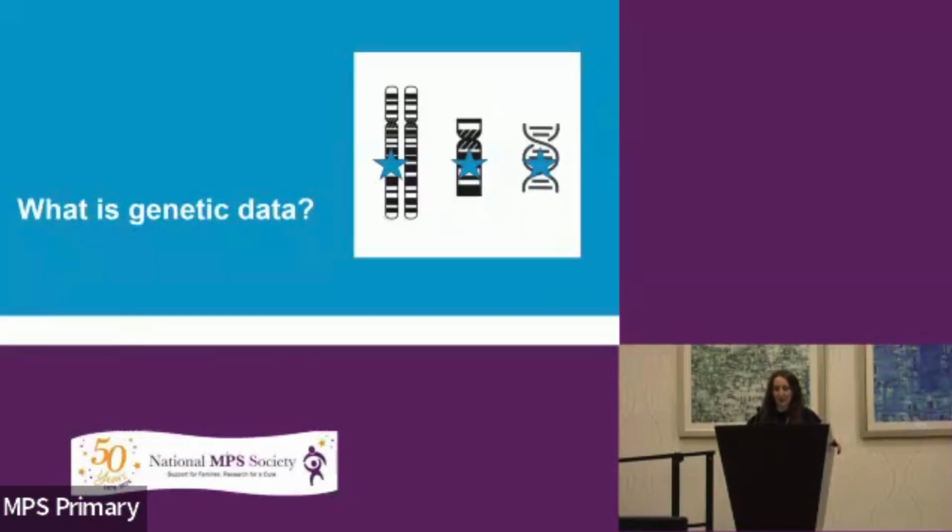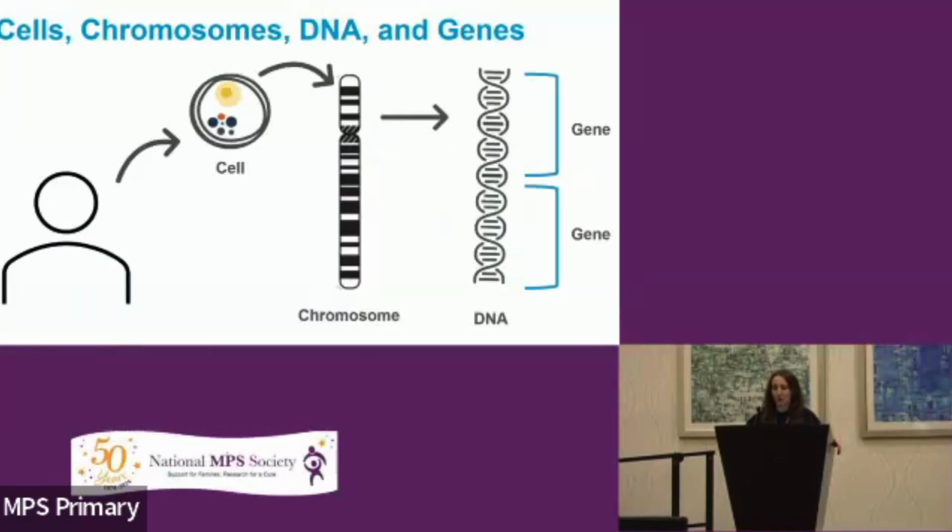So let's begin with what is genetic data and how do we interpret genetic data. Each of us has more than 1 trillion cells that make up our bodies, and we have different types of cells, including our skin cells, our brain cells, our heart cells, and in each of our cells, all of our genetic material or our DNA can be found. Our DNA, like most of you know, is our body's instructional manual, and each instruction is called a gene, and each gene codes for a protein.